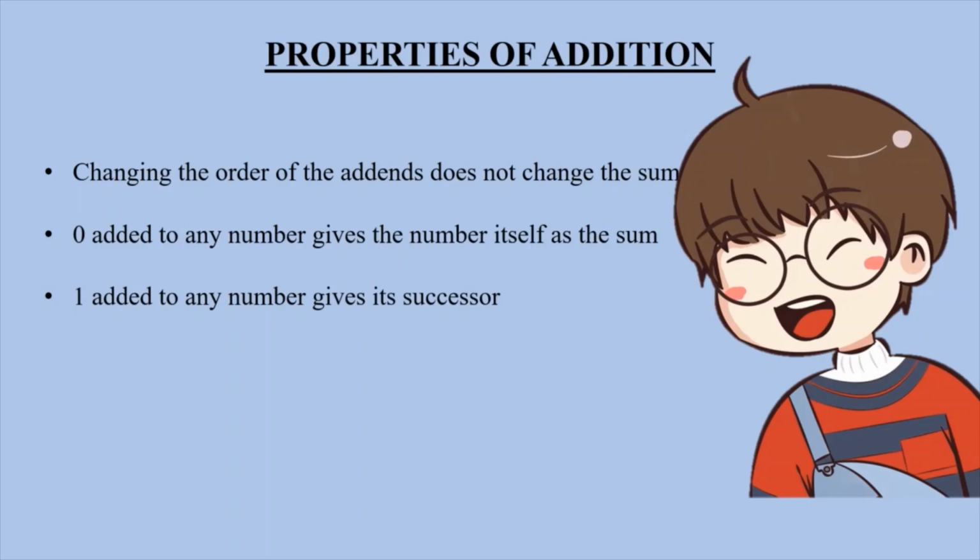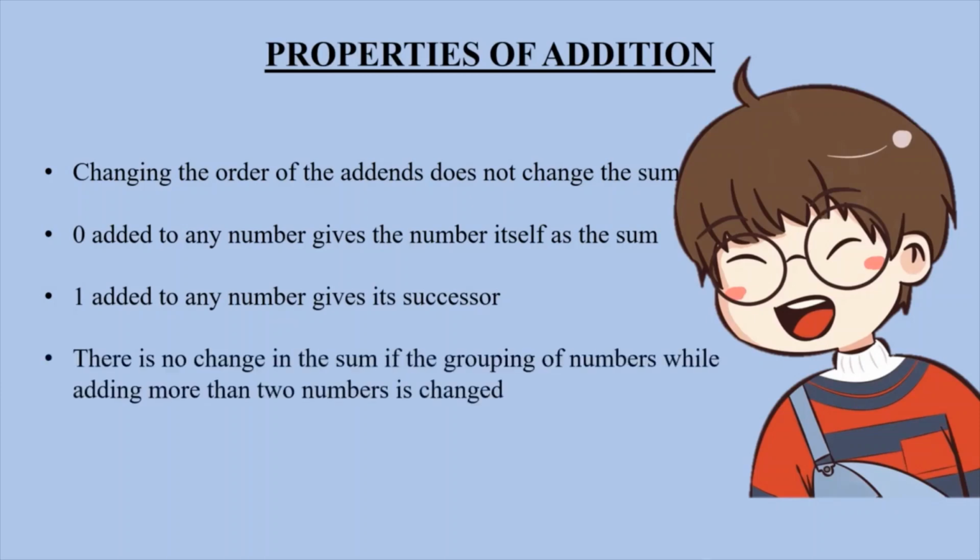There is no change in the sum if the grouping of numbers while adding more than two numbers is changed. Let's see it through an example. 3 plus 4 plus 5 gives you the answer 12. So if we change the order of the grouping and write it as 4 plus 5 plus 3, we will get the answer 12 in this case also. So these are the properties of addition.